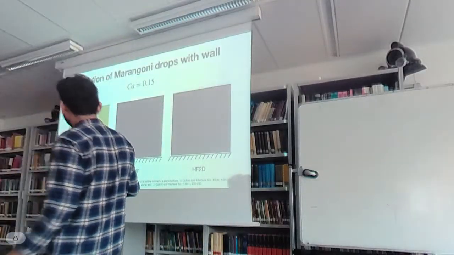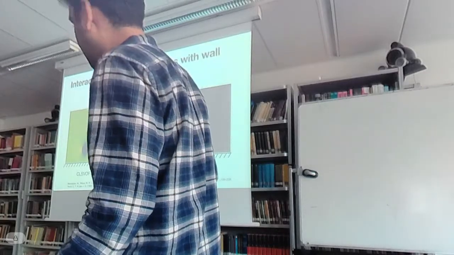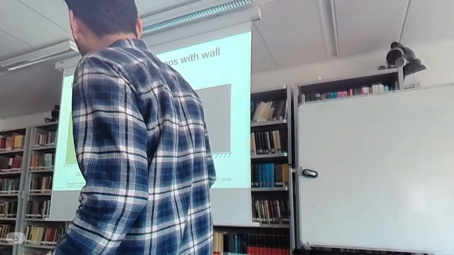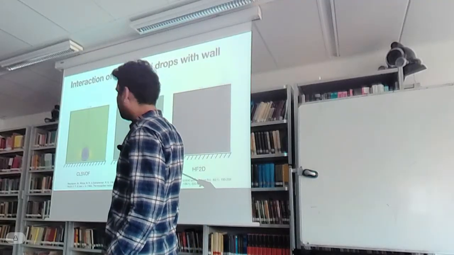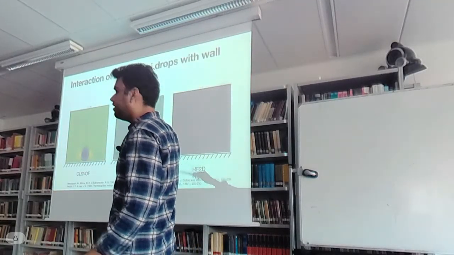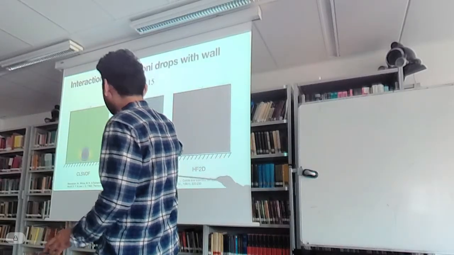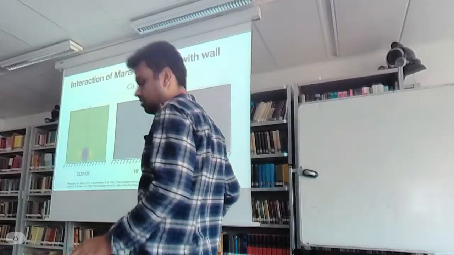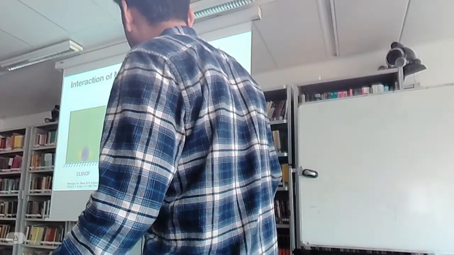For the CLSVOF method, you get the typical Marangoni rings there. For the HF method, we see that where the oscillations were coming from was related to the point where you shift from vertical to horizontal heights. So this is somehow related to this. And for the HF2D method, you have a similar behavior.